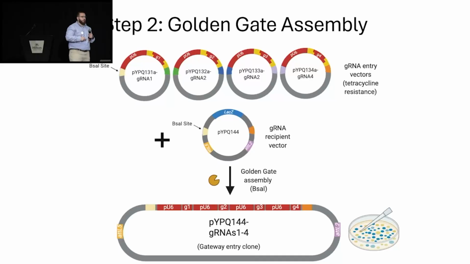So if you think back to the annealed oligo cloning step that I just showed you, you would do that for each of the different guide RNAs that you have. So if you're using 4 guide RNAs, for example, you perform that annealed oligo ligation into 4 different guide RNA entry clones. And in this example, it's PYPQ 131 through 134 for 4 guides. And then you combine that into a single tube for Golden Gate assembly into the PYPQ 144 backbone using the most commonly used restriction enzyme for Golden Gate assembly, BSA1.